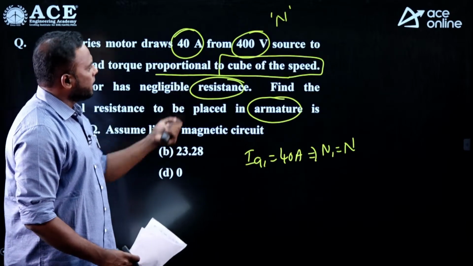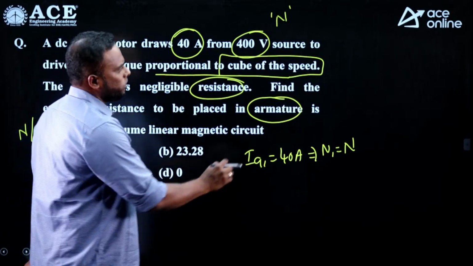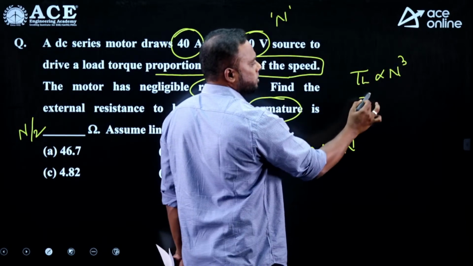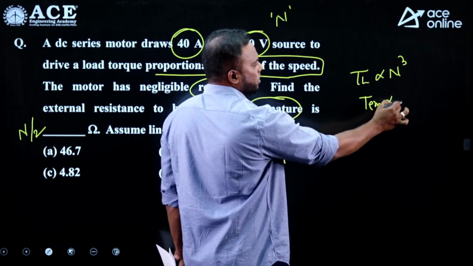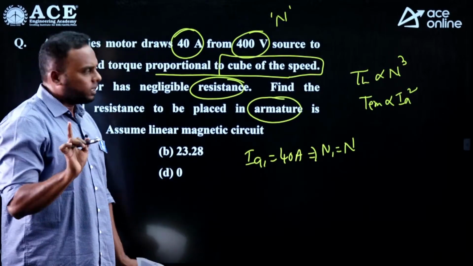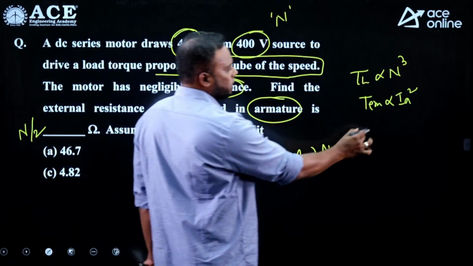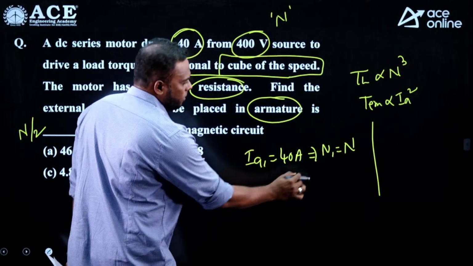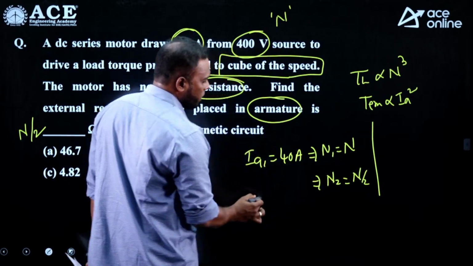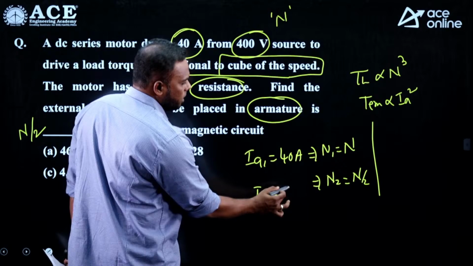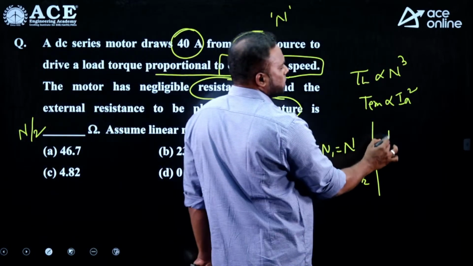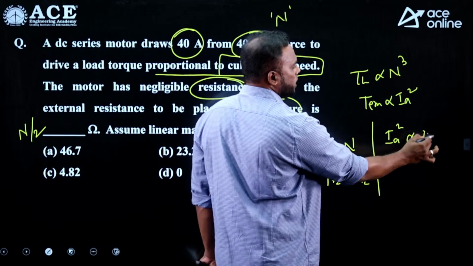Now the condition is that load torque is proportional to the cube of the speed, and the electromagnetic torque of a series motor, we know, is proportional to the square of the armature current. So under steady state condition these two are always equal. Now we have to reduce the speed to half. For that, first we have to find the new armature current using this torque condition. So let us equate both: Ia square proportional to N cube.